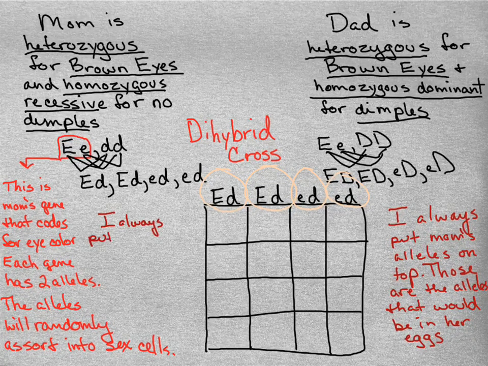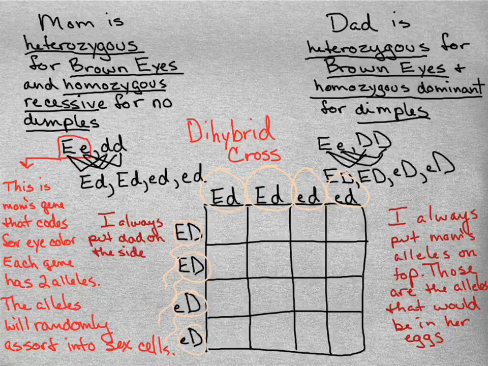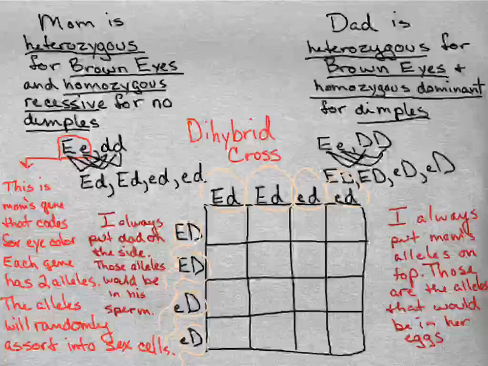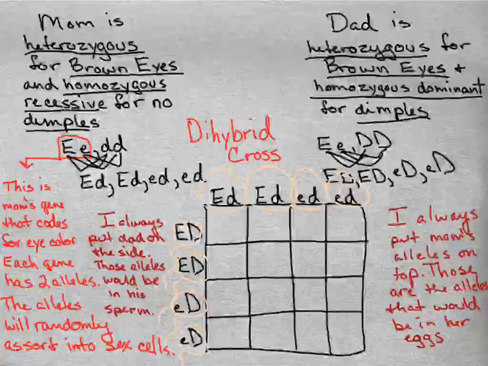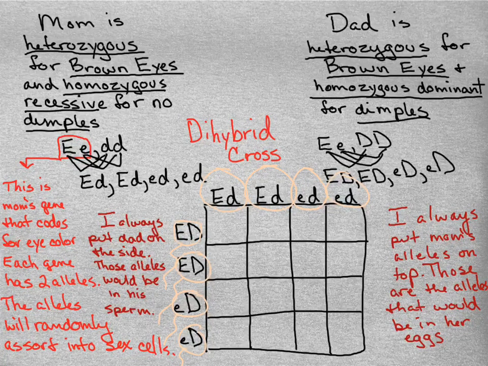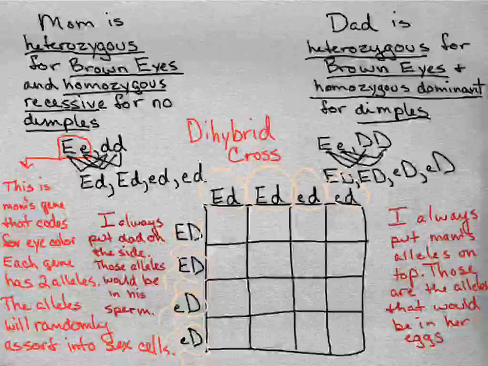Now, I'm going to put Dad's on the side. I always put Dad's on the side. Here are his randomly assorted alleles, and those are the alleles that would be in his sperm. So now we're going to do a Punnett square to show any one of these kids could have a random collection of genes.